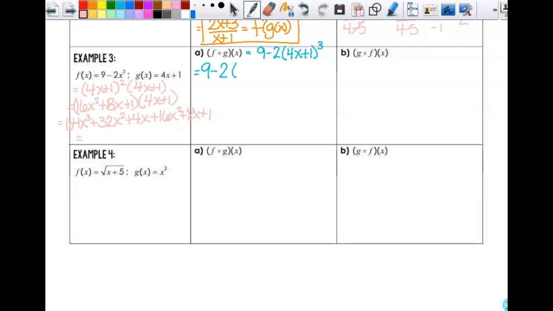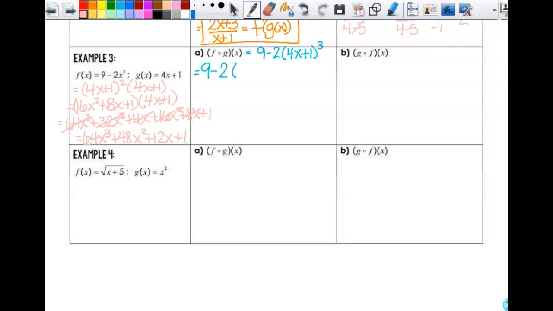Then I have to combine my like terms. And when I have this many, I'm going to mark them out as I go so I make sure I don't miss anything, and I don't use anything twice. I only have one cubed term, so that starts with 64x cubed. I have 32x squared and 16x squared, so that's a positive 48x squared. I have a 4x and an 8x, so that's a 12x, and then 1. Okay, we all good on that?